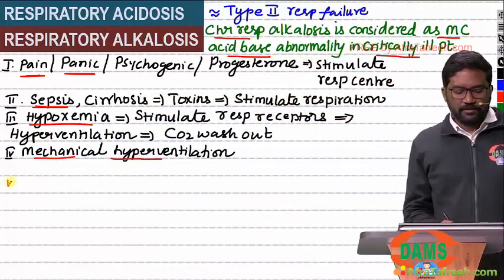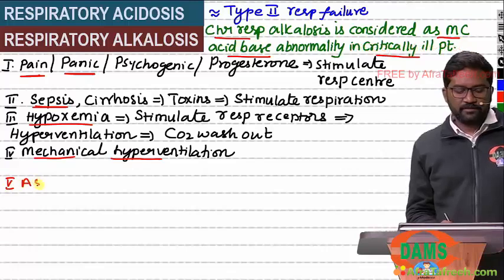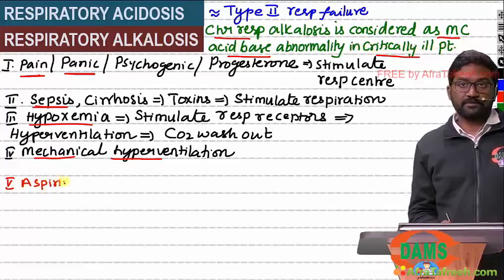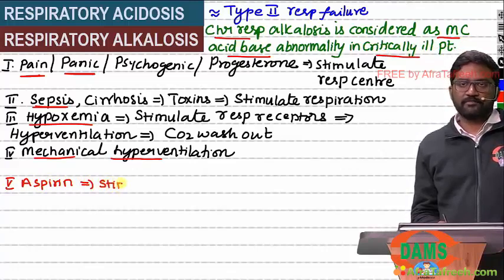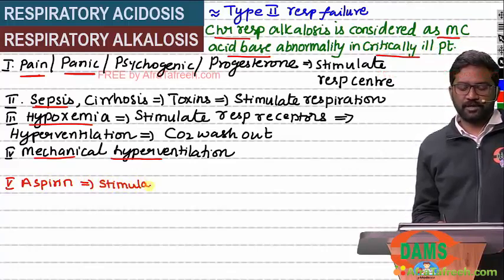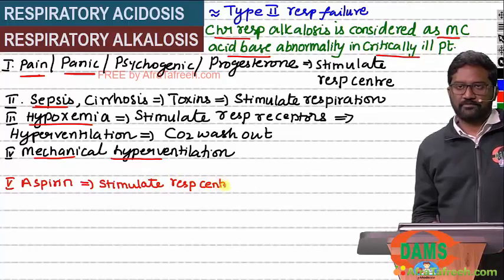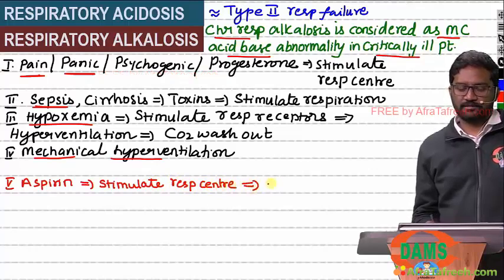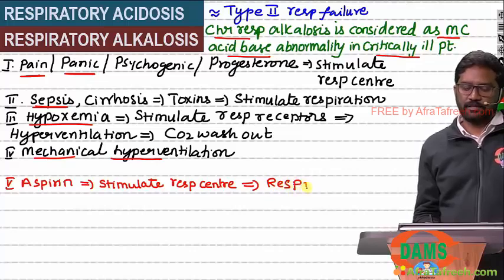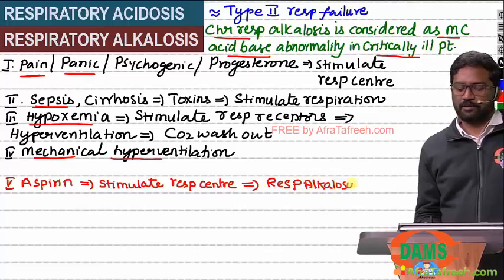Then coming to a drug called aspirin. So where did we discuss aspirin in ABG today? High anion gap metabolic acidosis. Aspirin can also directly stimulate the respiratory center. By stimulating the respiratory center, it can be responsible for respiratory alkalosis. But there is an exception.